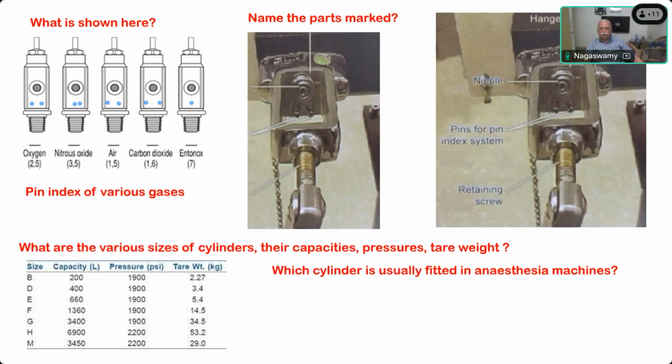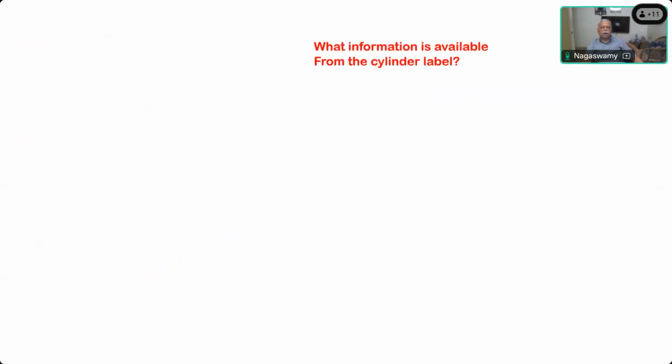Which cylinder is usually fitted in the anesthesia machine among these sizes? Which type of cylinder is commonly fitted? E cylinder. Very good. It is the E cylinder which is mounted on the anesthesia machine.